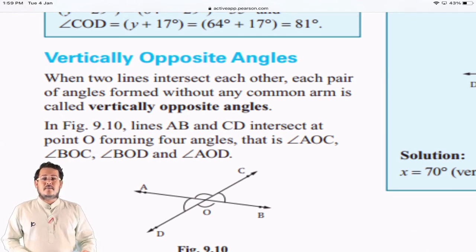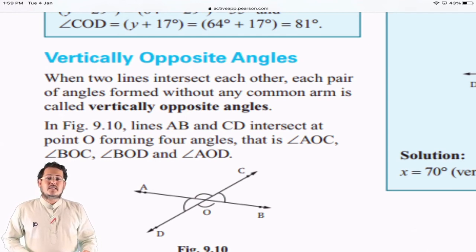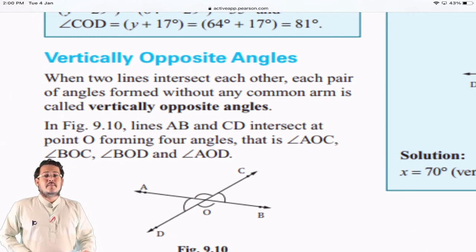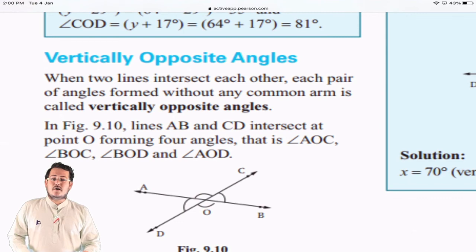As you can see the figure 9.10. Here AB is a line that is crossing line CD at center point, that is O, the intersecting point. Here we form four angles. The first angle is angle AOC, second angle is angle COB, third angle is angle BOD, and the last angle is DOA. So here upper angle AOC is vertically opposite of angle BOD, means the measurement of AOC is equal to angle BOD, vertically opposite angles.